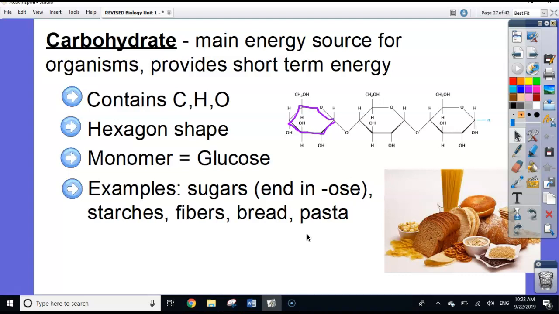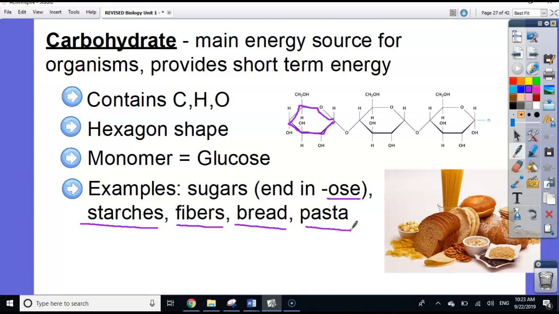Maybe you've heard of fructose. That's the sugar in fruit. Maybe you've heard of lactose intolerance. Lactose is the sugar in milk. So anything that ends in ose is going to be a sugar, and it's going to be a carbohydrate. Starches, we're going to talk about those, but bread and potatoes have starches in them. Fibers, like the Fiber One bars that you're eating, that has fiber in it. Fiber is a carbohydrate. Fruits and vegetables also have fiber in them as well. Bread, pasta, okay? All of these are examples of carbohydrates.